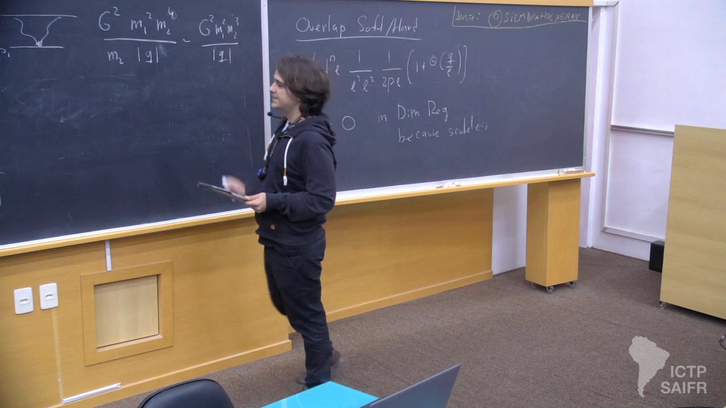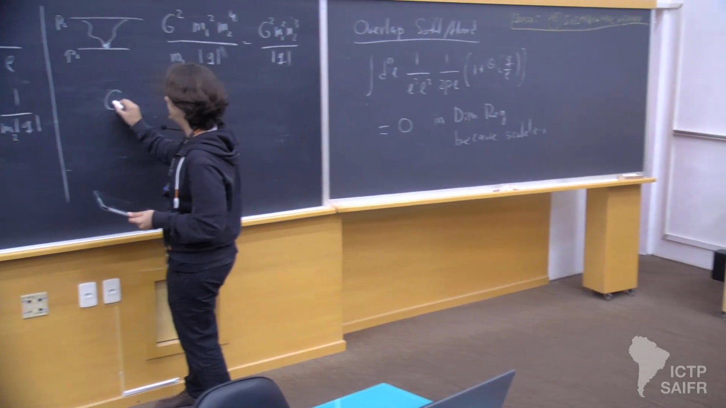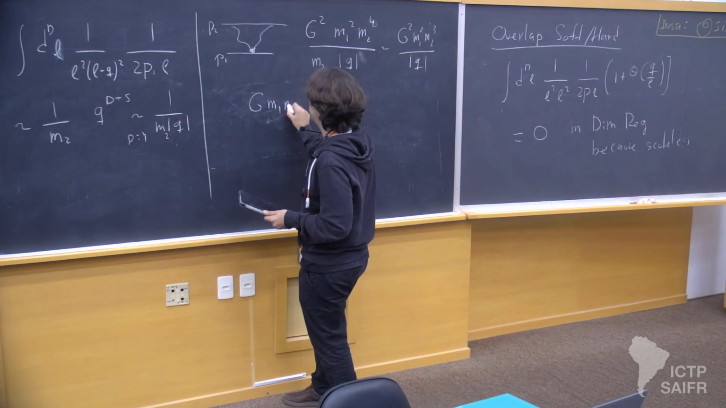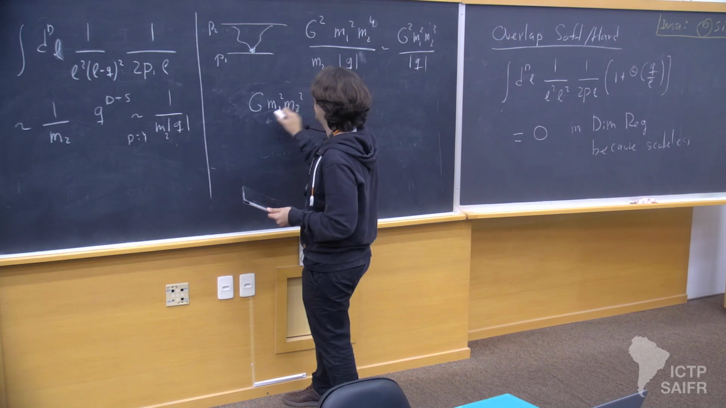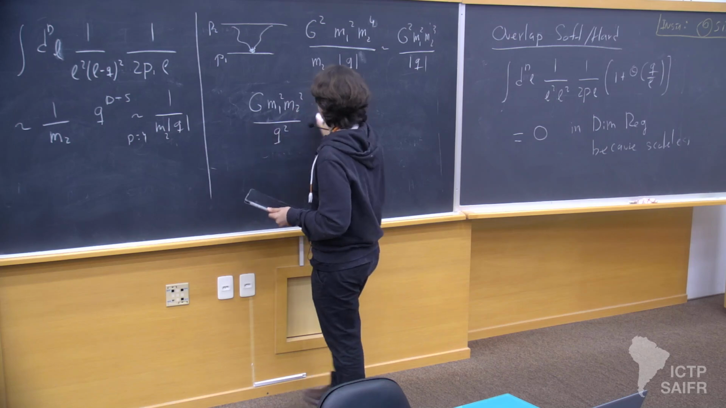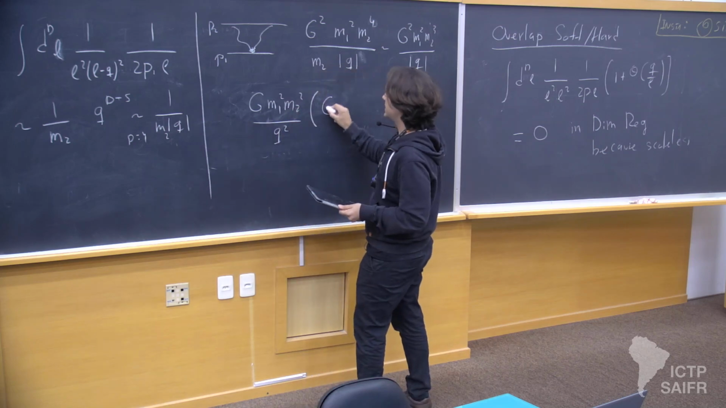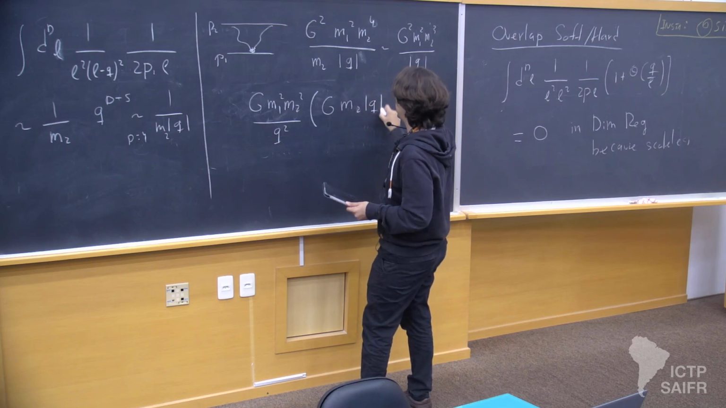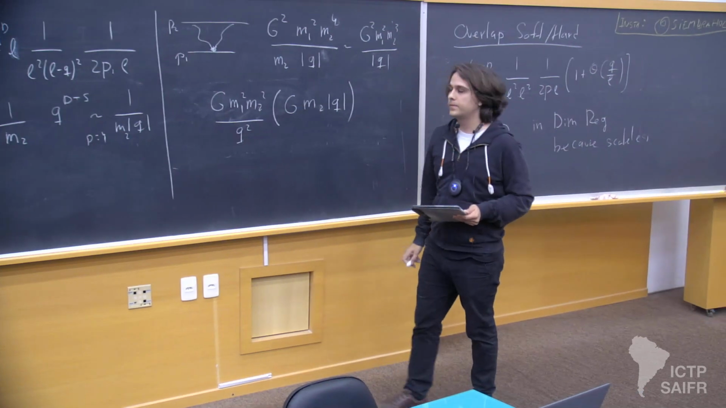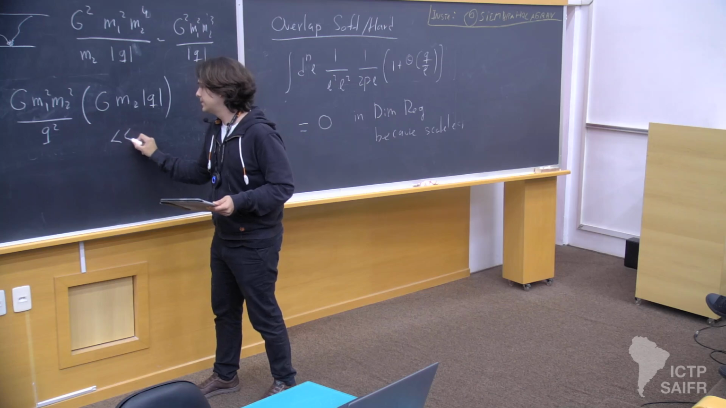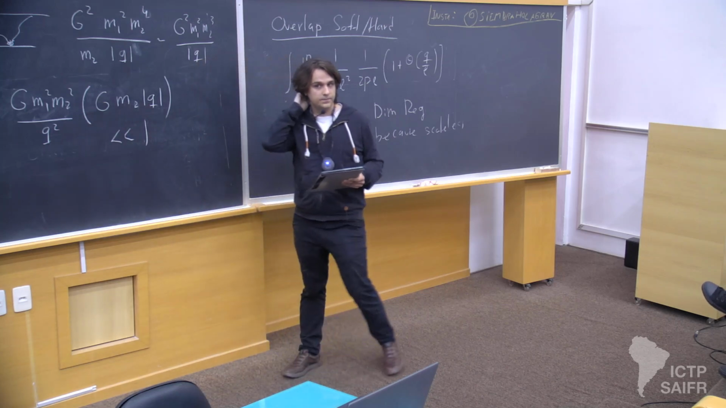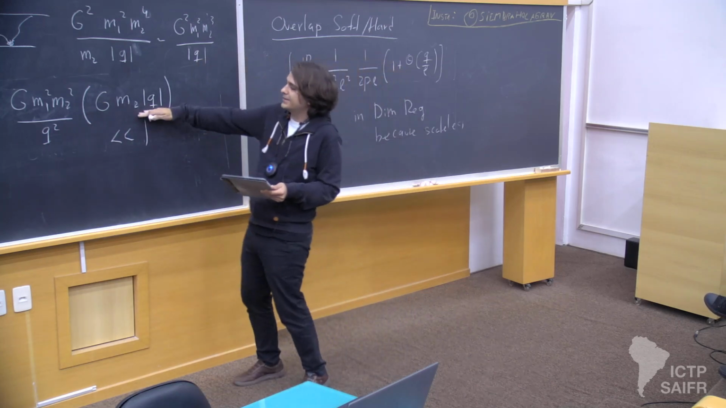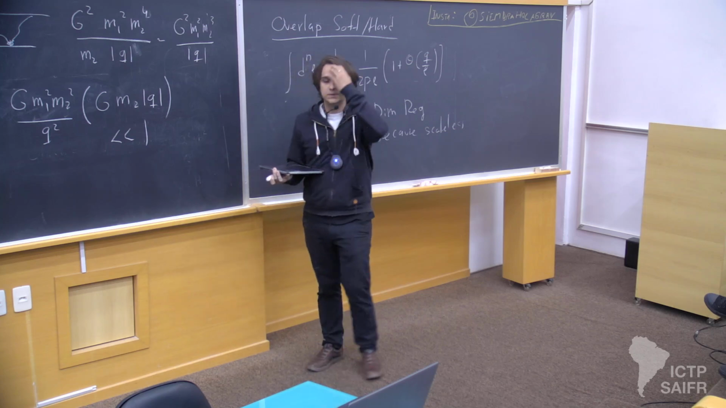And this precisely is a correction of the kind that I promised, because at tree level, we saw that it was G m1 squared m2 squared over q squared. And now this is a correction that goes like G m2 times absolute value of q. So this is small. Okay. So this is a classical correction to the scattering.